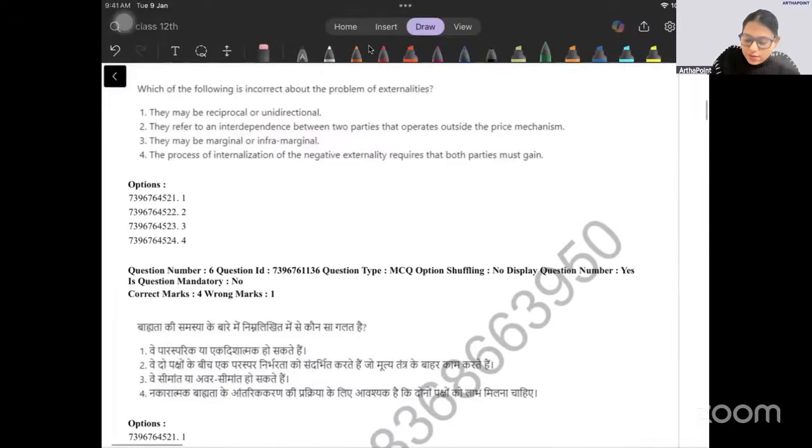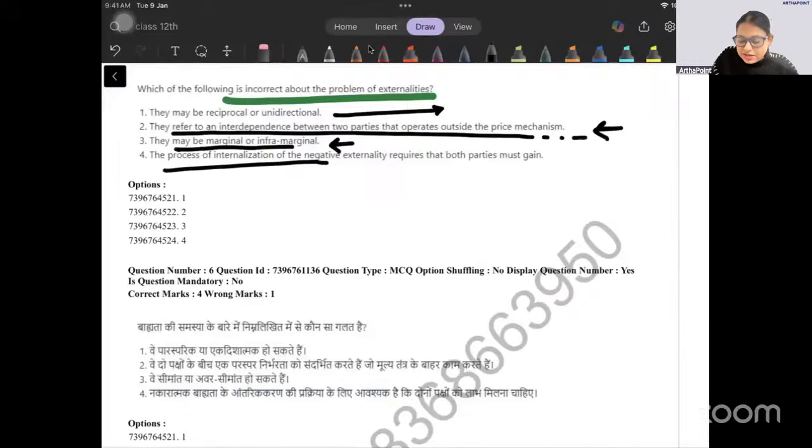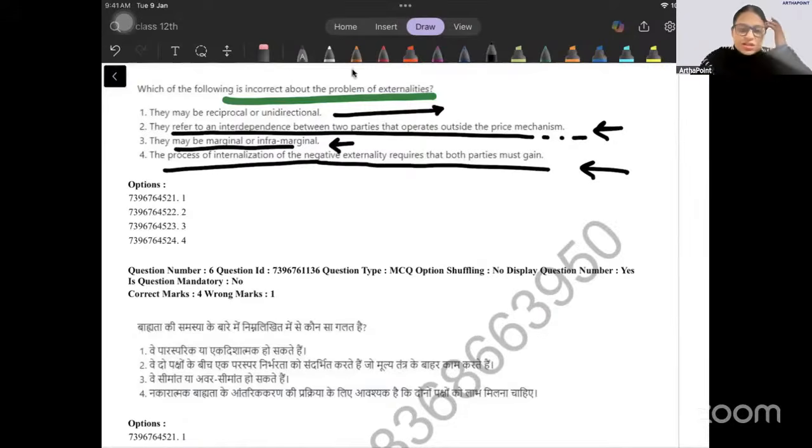Which of the following is incorrect about the problem of externalities? They may be reciprocal or unidirectional. They refer to interdependence between parties that operate outside the price mechanism. They may be marginal or inframarginal. The process of internalization of the negative externality requires both parties must gain. बताओ इनमें से कौन सा आंसर करेक्ट है?